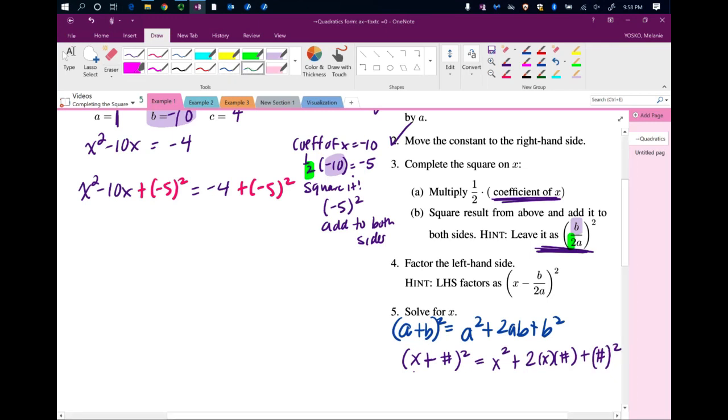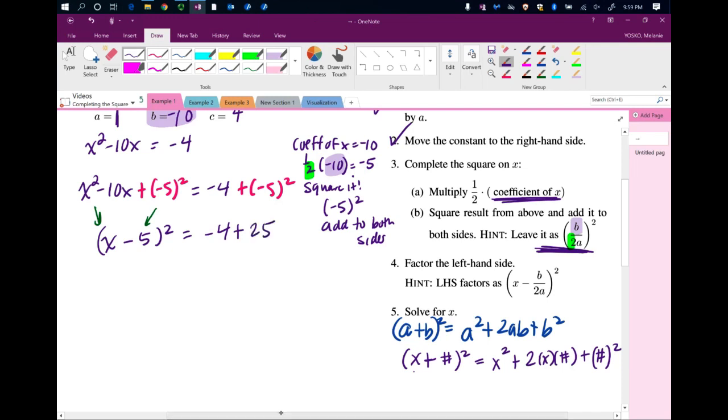So if you want to factor this very easily, we look at the two things that are being squared and we rewrite them. So x squared is here. x is what's being squared, so this is an x. And then we look in here. You have -5 squared, so -5 is what's being squared. And we just rewrite it. Okay, and on this side we have -4 plus, well, -5 squared is positive 25.